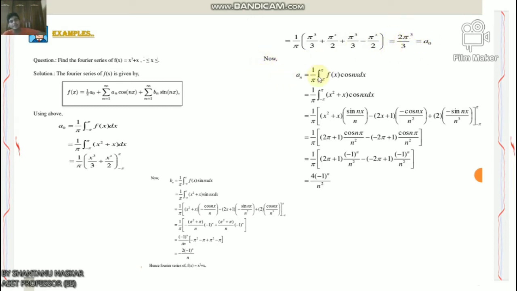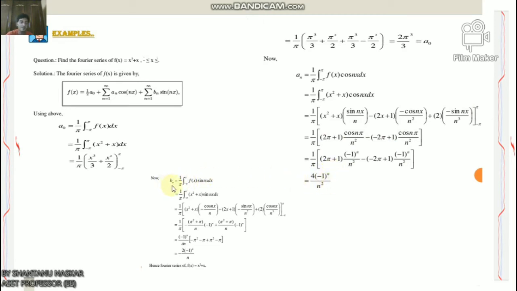Now for a_n, a_n equals 1 by π times the integral from -π to π of f(x) cos nx dx, which equals 1 by π times the integral from -π to π of (x square plus x) cos nx dx. This equals 1 by π times [(x square plus x) sin nx by n minus (2x plus 1)(-cos nx by n square) plus 2(-sin nx by n cube)], and the whole thing is over the interval of -π to π. Concluding this, we get the value 4(-1)^n by n square.